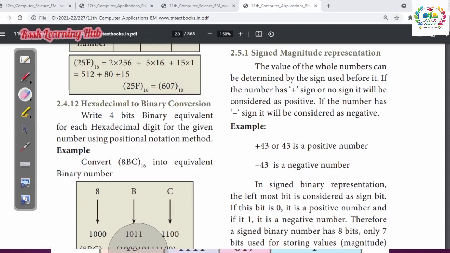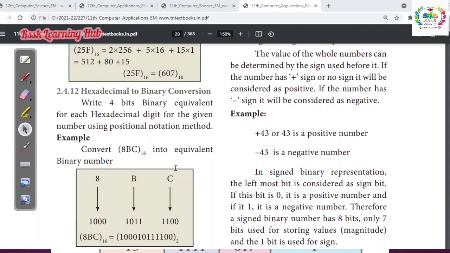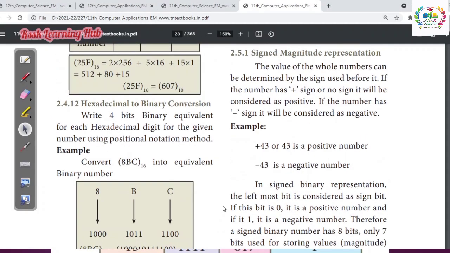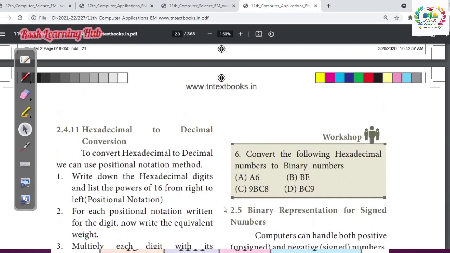Okay. Next thing is, all together you have to write it off. 1000, 1001, next 1100. So altogether, all to the base 2. Clear? Okay, ma.